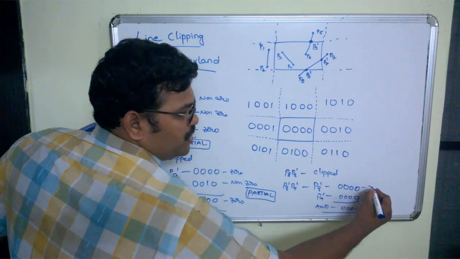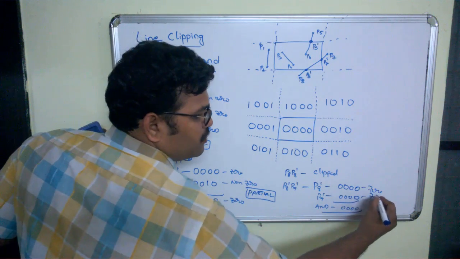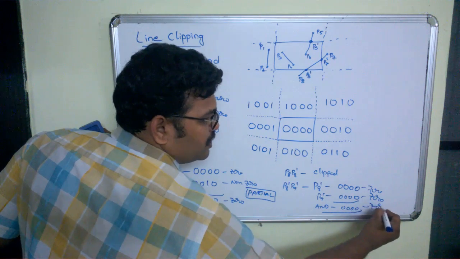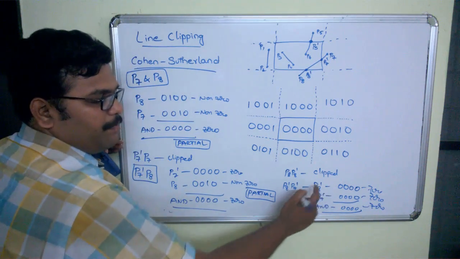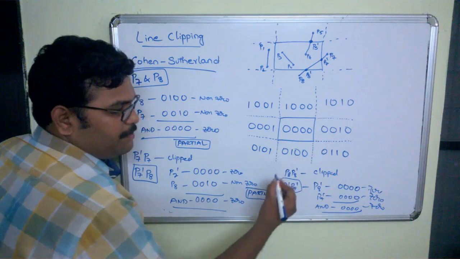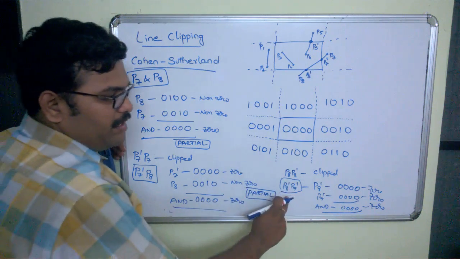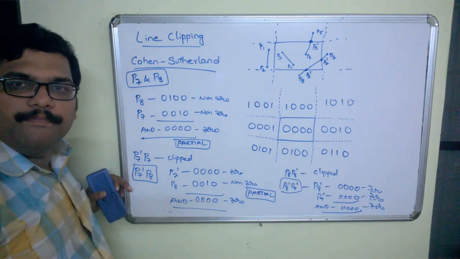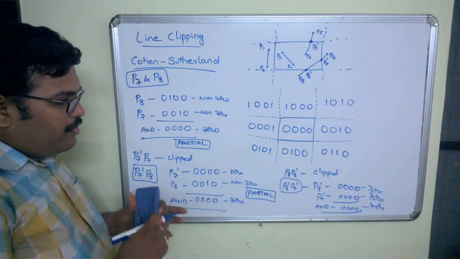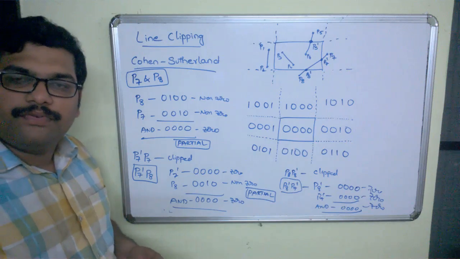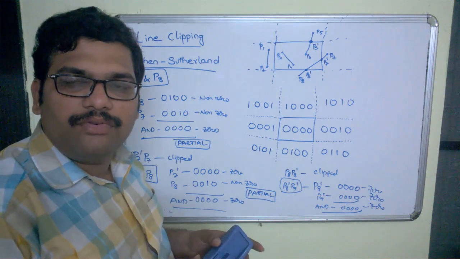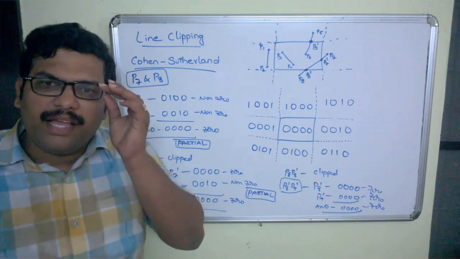This is a zero value, this is also a zero value, and the result is also a zero value. So that means the complete line P8 dash, P7 dash lies inside the window. So we need to consider this line, and P8 dash is clipped. So we have to repeat the same process: first finding out the region codes for each point and applying the AND operation.